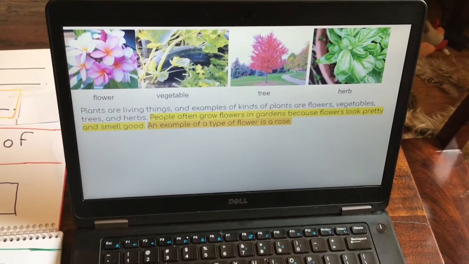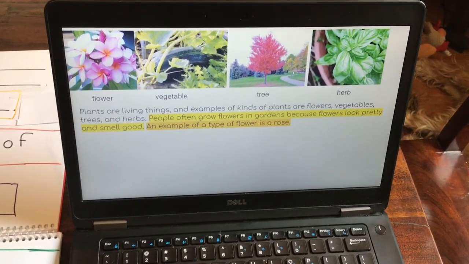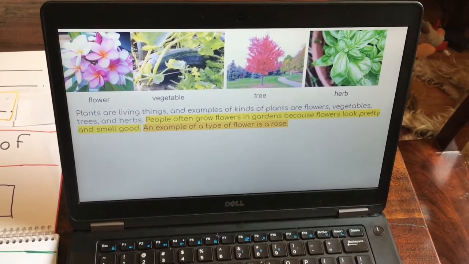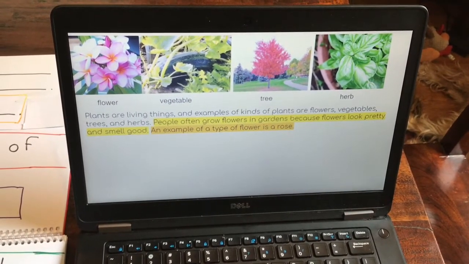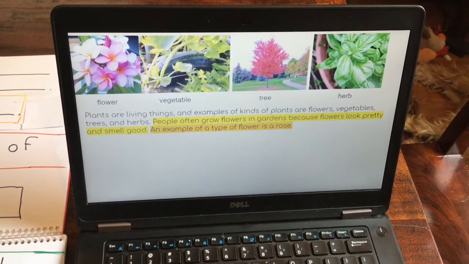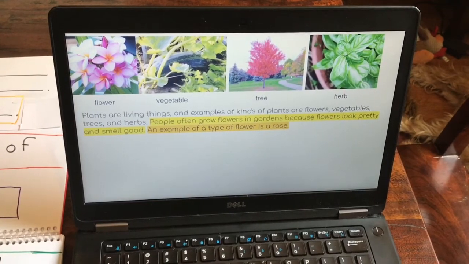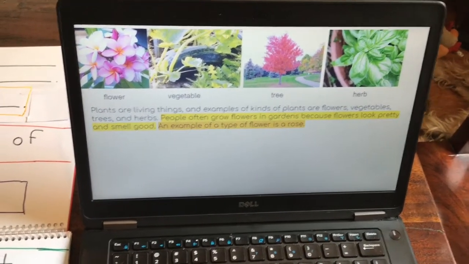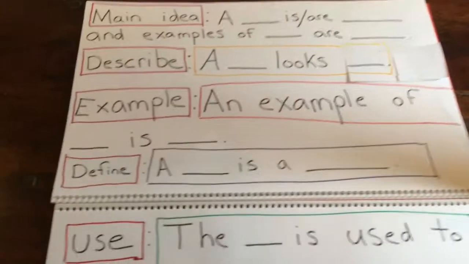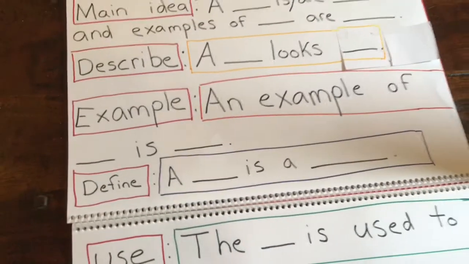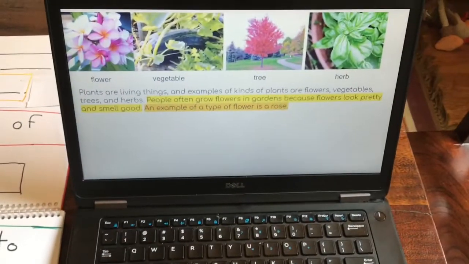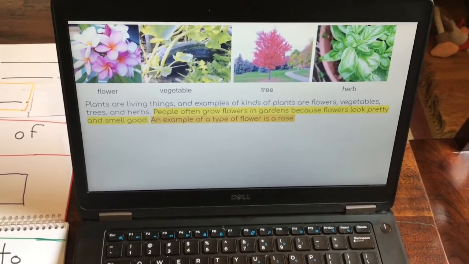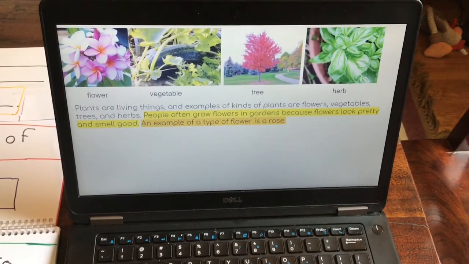Now you can see that this is highlighted orange. That means I have used example, which is another elaboration technique. An example of a type of flower is a rose. So here's our sentence frame for example. An example of is, and my sentence is an example of a type of flower is a rose. I pretty much stuck with the sentence frame there.